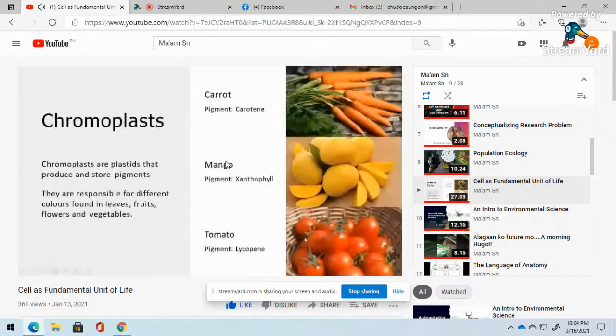Okay. So the chromoplast are plastids that produce and store pigment. So they are responsible for different colors found in leaves, fruits, flowers, and vegetables. Example, carrot contains the pigment carotene. The mango contains the pigment xanthophyll, and the tomato contains the pigment lycopene.